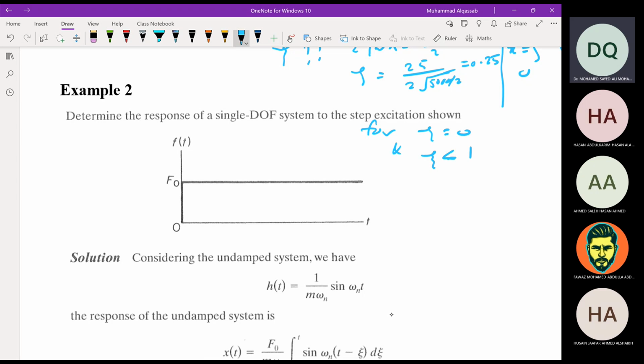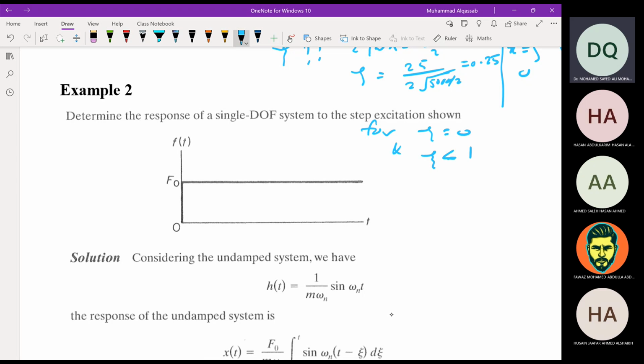And the particular solution is the solution that satisfies the right-hand side. That is, the left-hand side should satisfy the right-hand side. And since the right-hand side is constant, xp is also constant. So the only solution will be f naught over k. That will be xp, the particular solution.